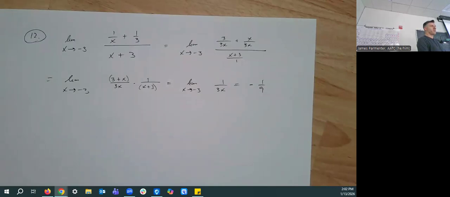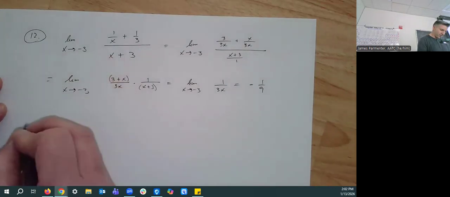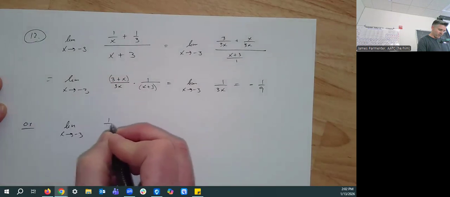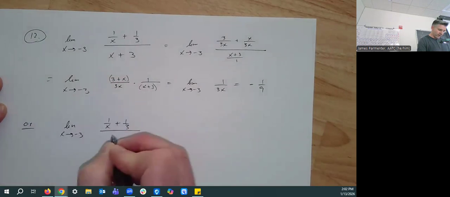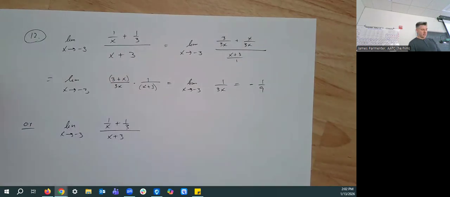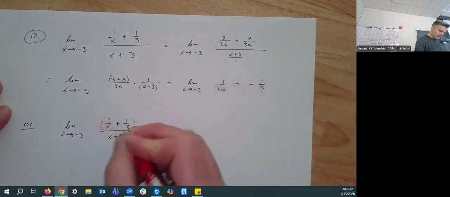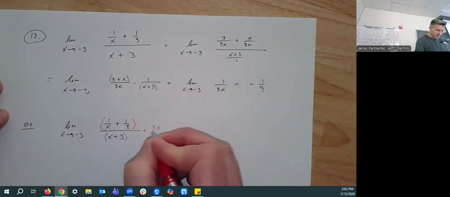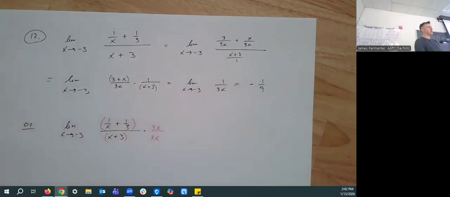Or you could try to make your computations slightly less terrible by doing the following. We could say that the limit as x approaches -3 of 1 over x plus 1 over 3, over x plus 3. Instead of getting the common denominator in the top here, we're going to multiply both the numerator and the denominator by the common denominator we're looking for, 3x. We still have to identify the common denominator of those fractions. But then look what happens when we do it.